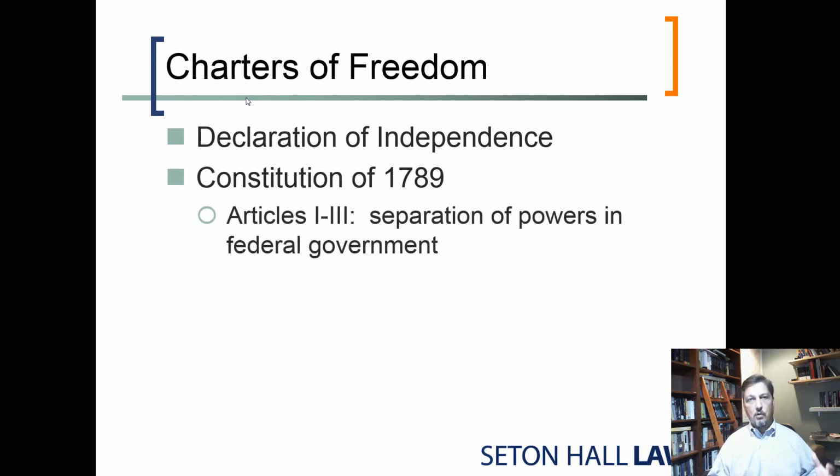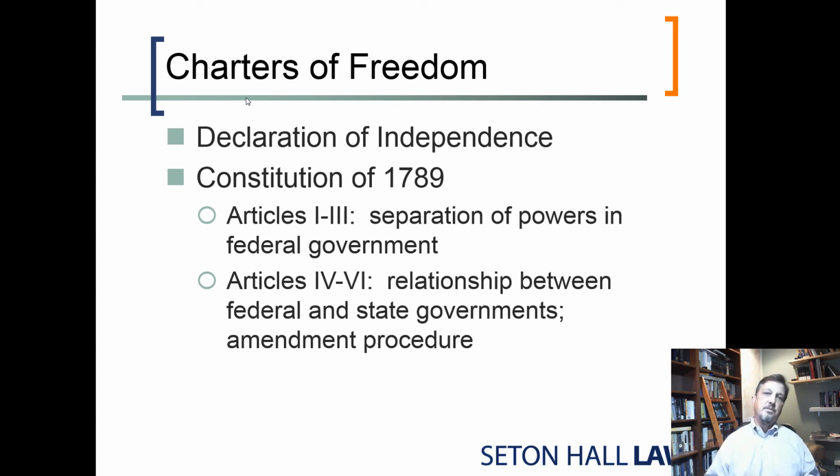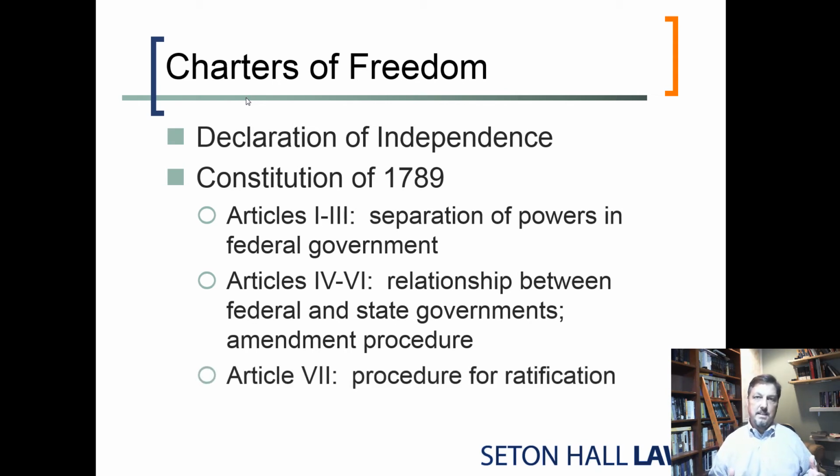So what is the overall structure of that text? As you read it, and as we go through parts of it this semester, you'll notice Articles 1 through 3 have to do with the separation of powers within the federal government, the legislature and the executive and the judiciary. Articles 4 through 6 have to do with the relationship between the federal government and the state governments, and also relatedly the procedures for amending the Constitution itself. Article 7 really is, in a sense, a dead article because it was the procedure for ratifying the original Constitution.